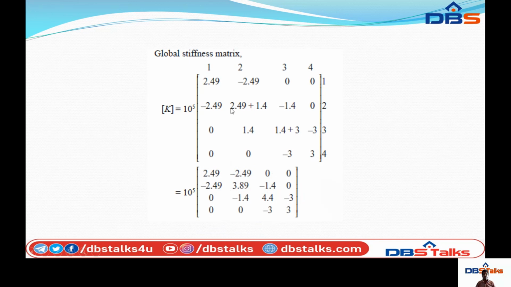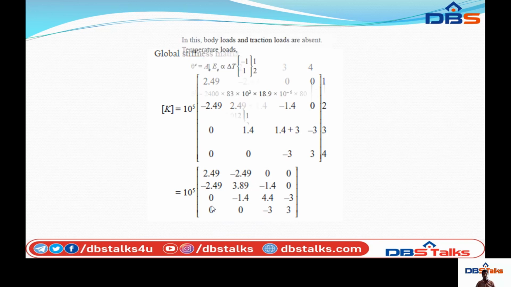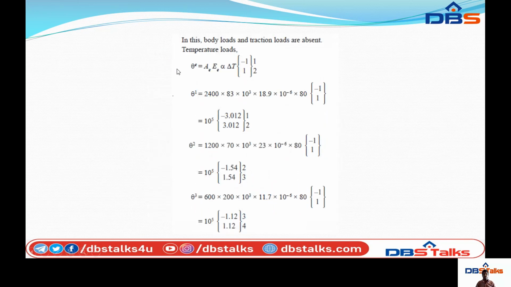After writing all the matrices, we write the global stiffness matrix, summing all the stiffness matrices, that is, K equals K1 plus K2 plus K3 and so on. After that, we get the global stiffness matrix. We already know the generalized equation KQ equals F.